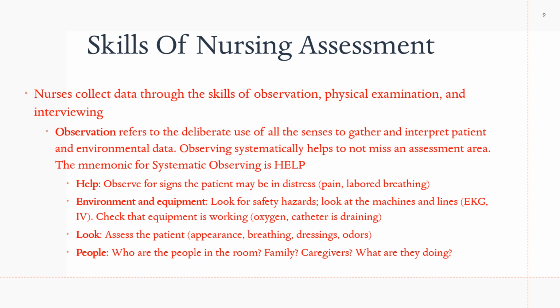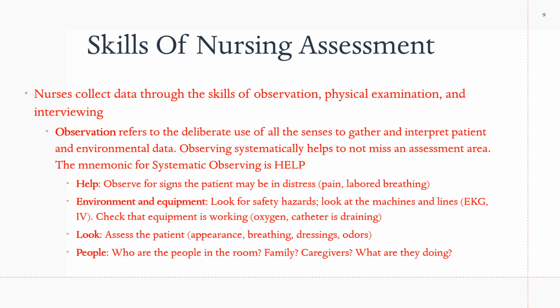So HELP, the H. Observe for signs the patient may be in distress, such as pain, their breathing may be labored. Do they need any help? E is environment and equipment. So you are going to look for safety hazards. We are going to look at the machines and their lines, whether it's an EKG, whether they are hooked up to a cardiac monitor. Do they have an IV? Do they have a Foley catheter?